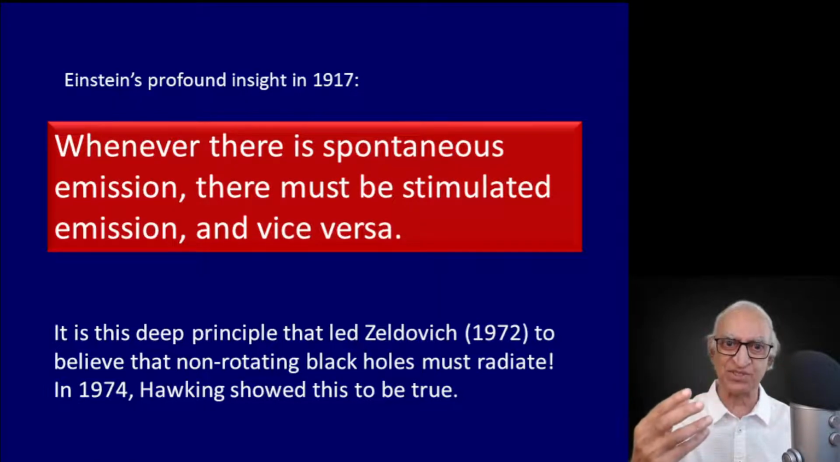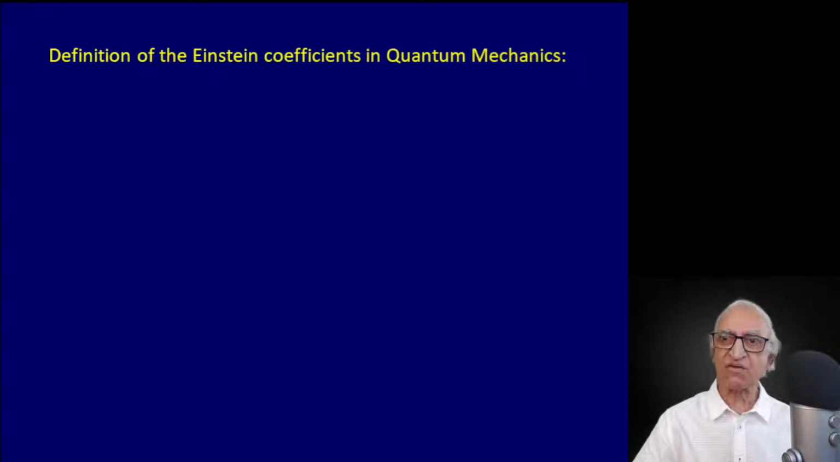And he posed this question to Stephen Hawking. And as I discussed in the earlier lectures on black holes, in 1974, Hawking showed that a non-rotating black hole, a Schwarzschild black hole, does indeed spontaneously emit particles and radiation. Now, let us make the connection between Einstein's coefficients and quantum mechanics.